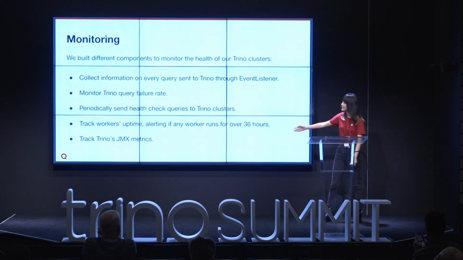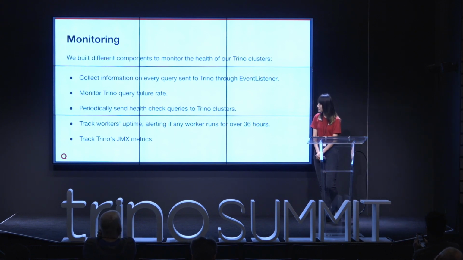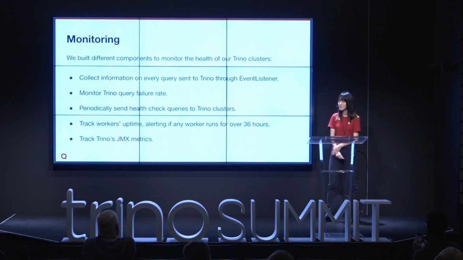The last one, track Trino's JMX metrics. This is really helpful. We can track something like GC pauses and the heap memory usage. If the memory usage is too high, we need to pay attention.